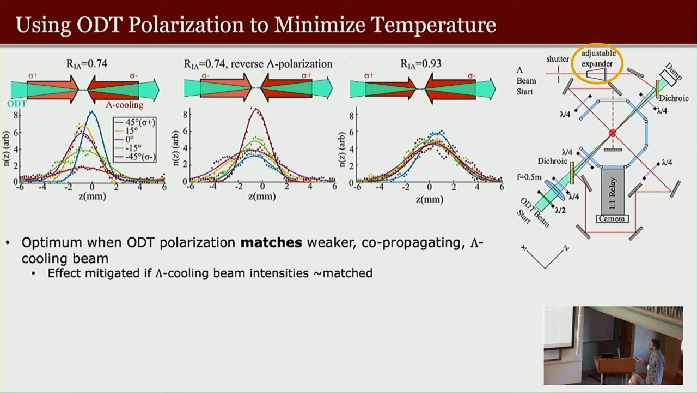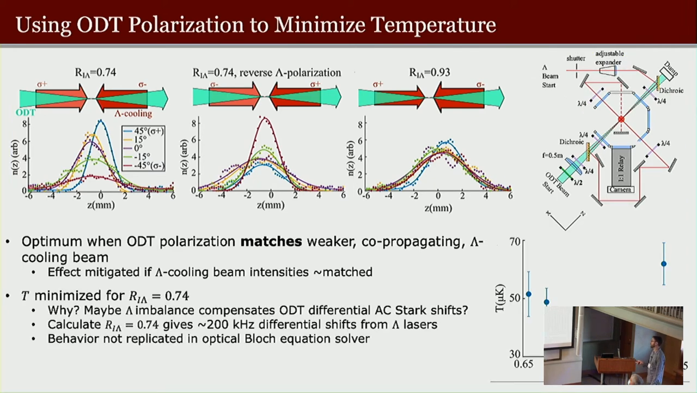So basically our beam, we actually counter-circulate it. So a single beam provides cooling along all six axes. It gets retroreflected here and then bounces back. And depending on where you put this adjustable expander, the ratio of intensity from your incident beam and your final pass of your lambda cooling beam can have quite different intensities. You can adjust the balance by changing this adjustable expander. And if you do, you find that this dependence is mitigated, and there's no longer any dependence on this effect. And it happens to be when the polarization of the ODT matches this weaker co-propagating light.